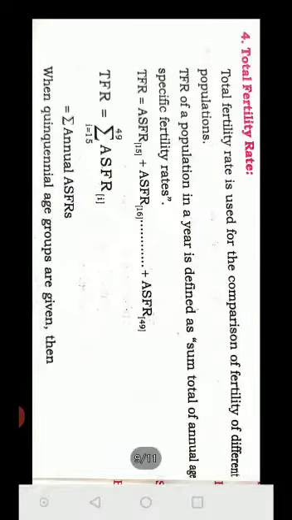Now, the next most important formula under fertility, or the last formula under fertility, is total fertility rate. And this particular formula is exclusively used for comparison also. And it's very easy to remember also. What is the definition? Let's check what the definition is.